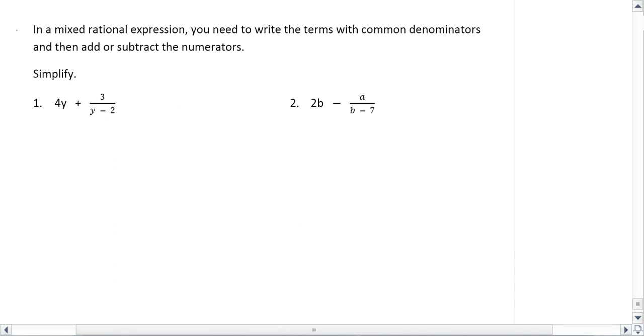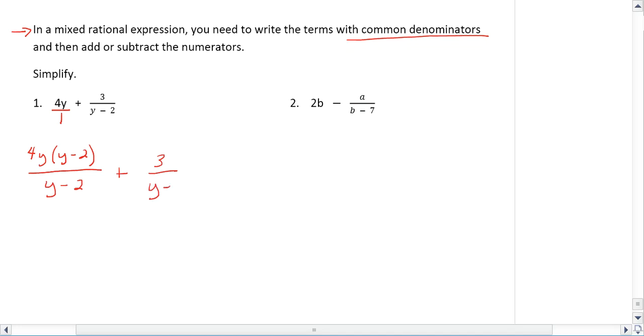Really, this sentence is just a brief description of what we're doing. In a mixed rational expression, you write the terms with common denominators and then go ahead and add them or subtract them depending on what the problem says. So think of this 4y as being 4y over 1, and I want my common denominator to be whatever the other one is, y minus 2. So I have to multiply the top by y minus 2, and multiply the bottom by y minus 2.